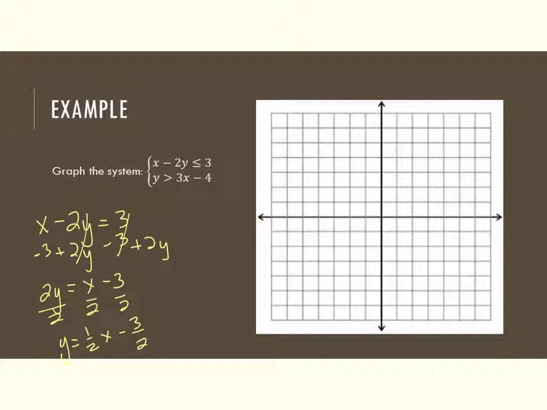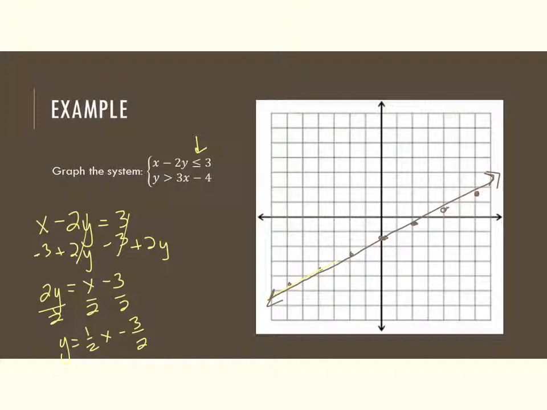To graph it, we're going to start at negative 3/2, which is negative 1.5. From that point, I'm going to go up 1 over 2. Don't go up 1/2 over 1. Go up 1 over 2. This would probably be a good time to get your straight edge out. Once I have my points plotted, it's going to be a solid line. Draw that in brown so you can see it. There's my solid line. And then I need to shade it.